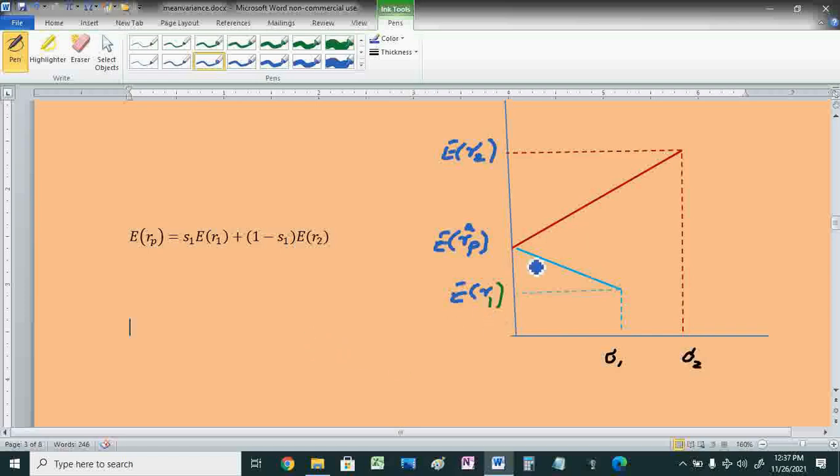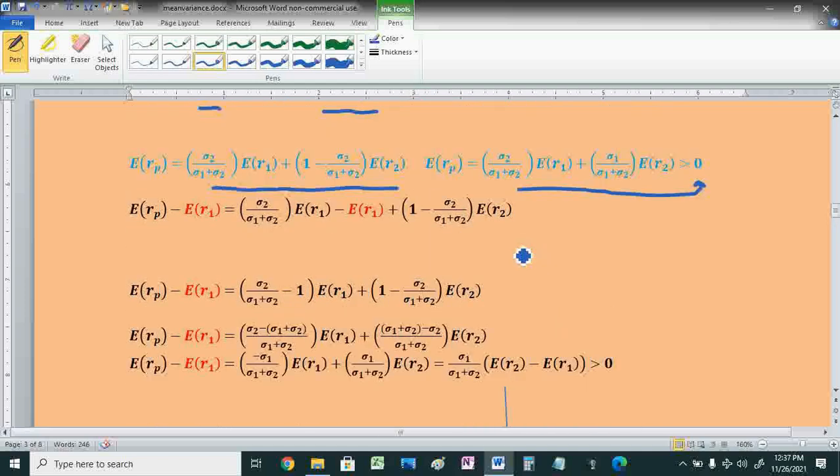So this is what I have done here. The negatively sloped line which is having expected rate of return equal to ERP hat, which is the one when standard deviation of portfolio is equal to 0. This is something that we just saw. So this ERP hat actually is this thing, sigma 2 divided by sigma 1 plus sigma 2 times ER1 plus sigma 1 divided by sigma 1 plus sigma 2 times ER2. So that is the vertical intercept.